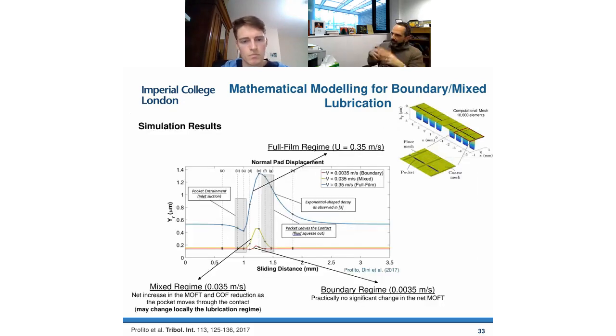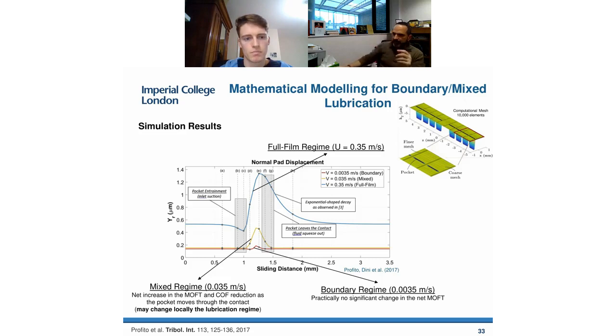So we've done simulations which are very detailed. There's a lot of information. You need to model the textures properly. You have thousands and thousands of nodes. I'm not going to go into those details. But the important thing is that if you now do a proper model, one of the things that you see is this effect of different fluid entrainment within the pocket. As the pocket passes by, there are some different effects due to fluid entrainment.